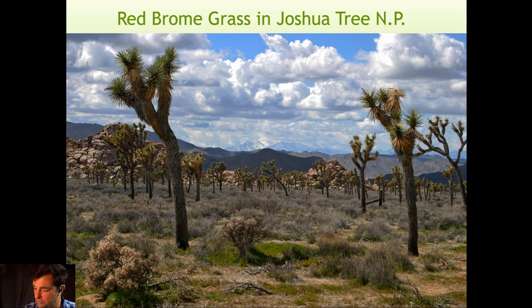And another one that has done particularly well is red brome grass. You can see it growing between the Joshua trees here. And this is an area that is not fire adapted. Joshua Tree National Park at a higher elevation. So this red brome grass can potentially be the cause and part of fires that are not naturally occurring in this part of the desert.